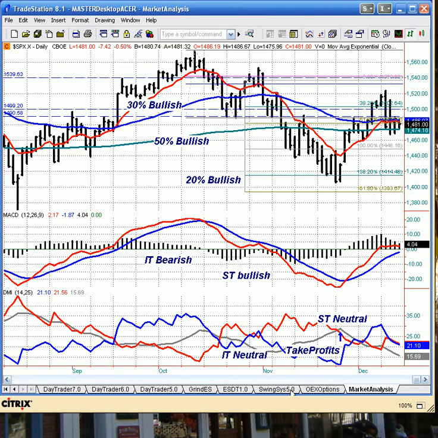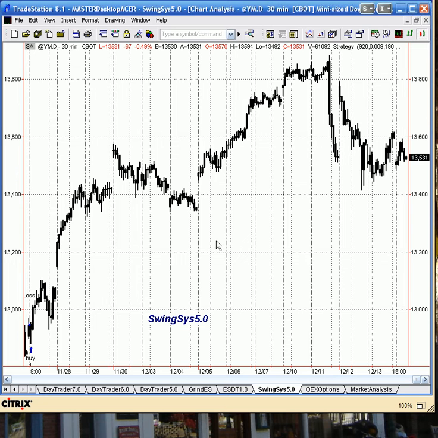So where have our systems been? Well, let's look at our Swing System 5.0, the Dow. A lot of you guys have shown interest in it. Of course, how can you not, with a trade of going long at 12,864, I believe, and reaching a high of 1,000 points on the plus side, giving a little bit of that back, obviously, here. But we're still long, so the system's still long.